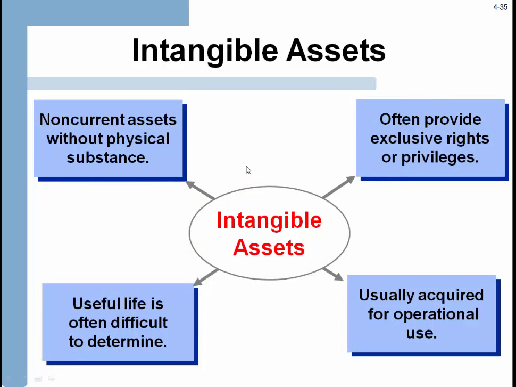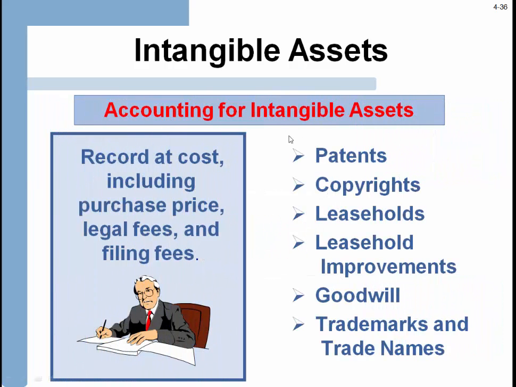assets are. Intangible assets have no physical substance. They provide exclusive rights or privileges. They're required for operational use. And remember, assets like trademarks, patents, or franchises are just some simple examples of intangible assets. And here we go: patents, copyrights, leasehold improvements, goodwill, and trademarks.